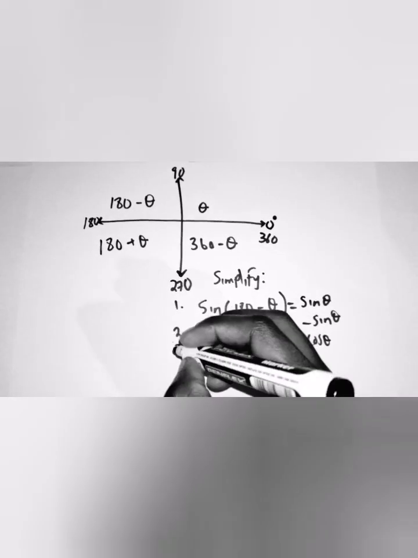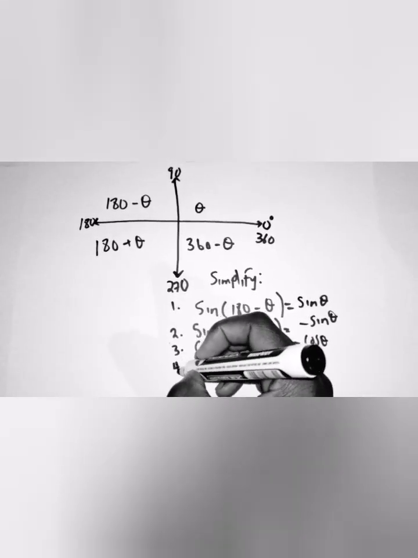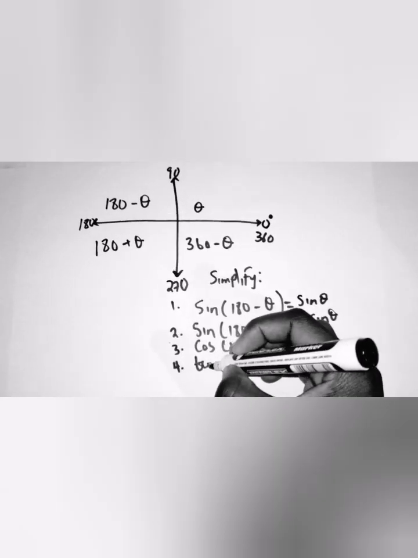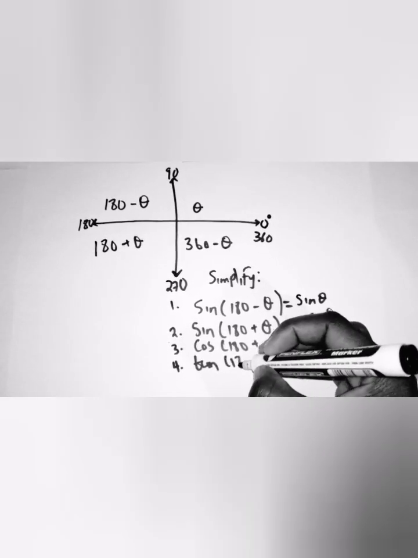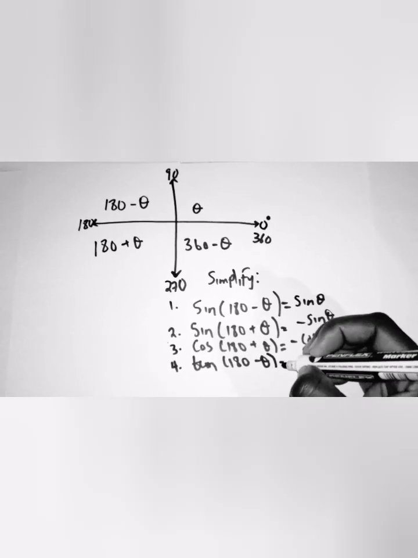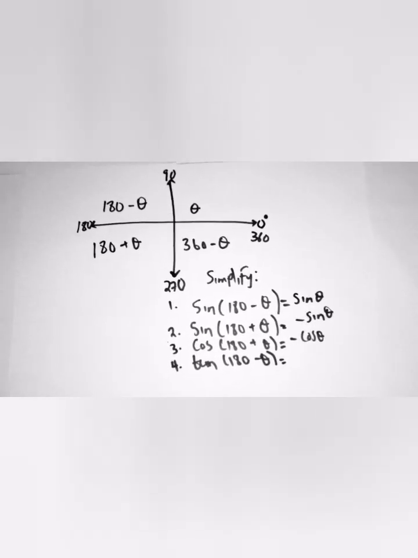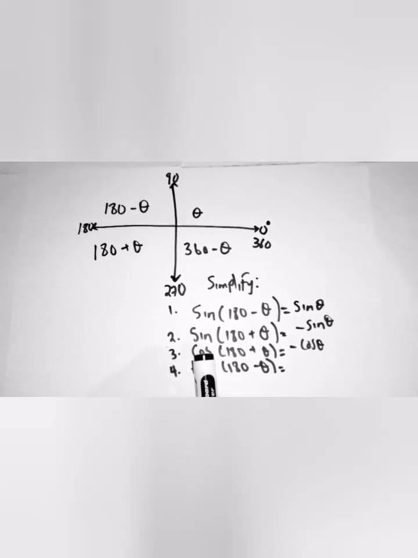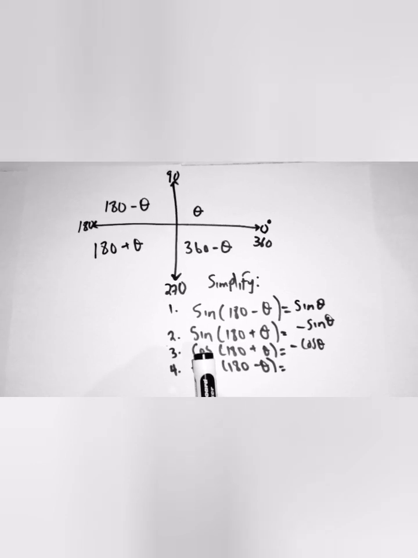Okay, now let's try another one. It is very important, guys, for you to understand these things that I'm doing here. So tan of 180 minus theta. The first thing, you close the trig ratio, then you look at what is inside the bracket. That tells you about the quadrant. It means that this is the second quadrant.